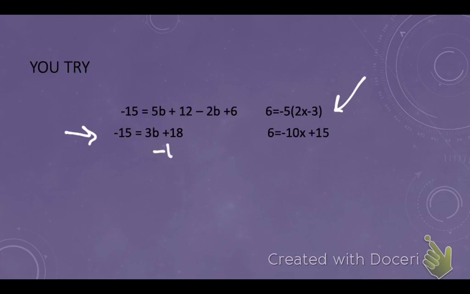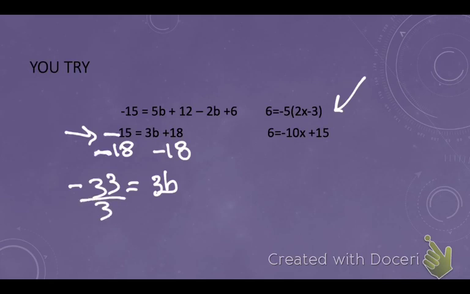I'm going to subtract 18 because I want to make that disappear. So I'm going to do that the same on both sides. And now I have 3b equals -33, because these are both negatives, and now I have a bigger negative. So now I'm going to divide each side by 3. My 3/3 disappears because that's 1. So now I have b equals -11.